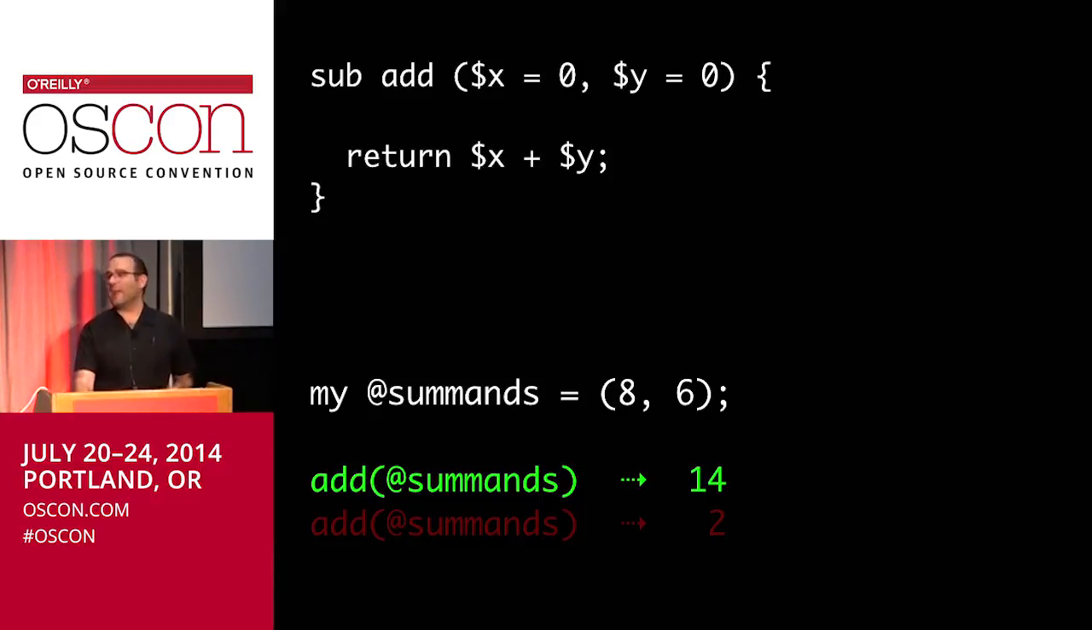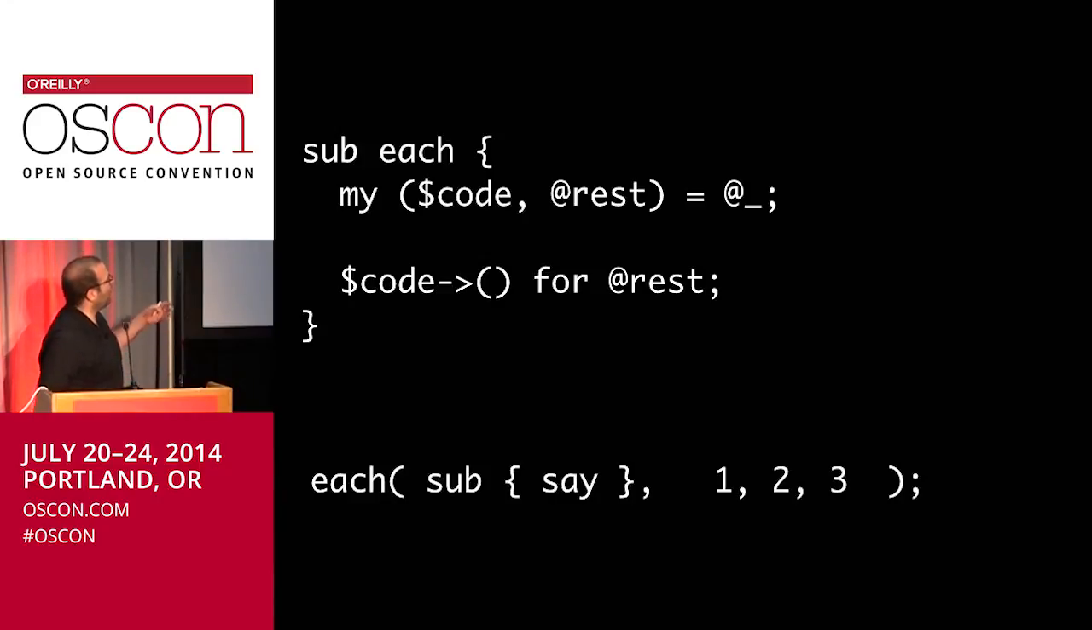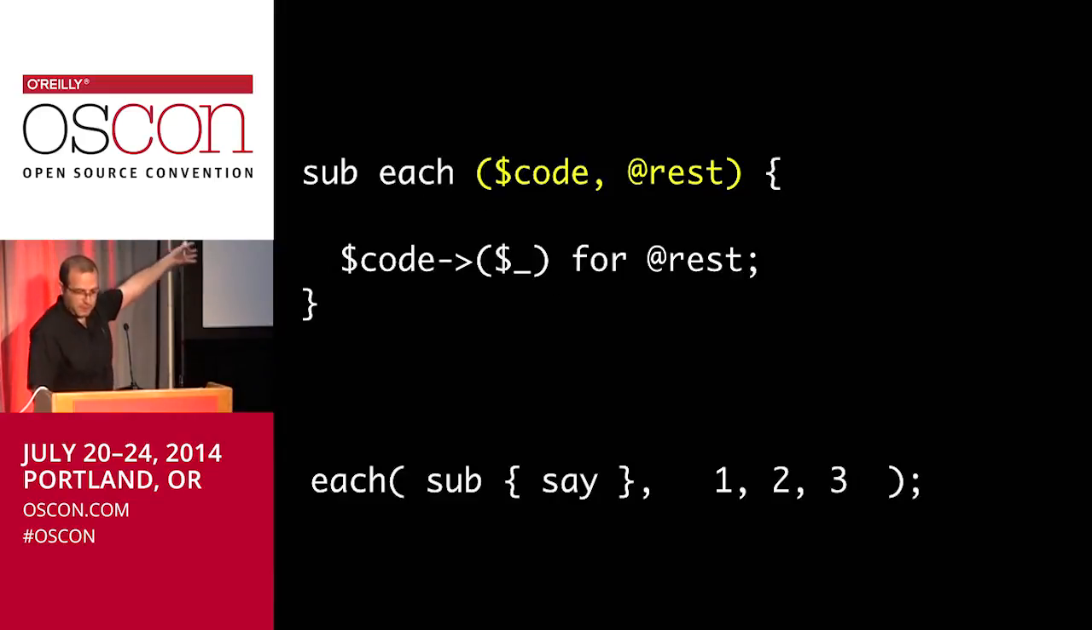If you really want to have a prototype, you can still have one. For example, we've got code like this. This is like a map. We're going to call a code block for all of the inputs. And when we call it, it looks like this. And of course, we can put a signature on that, shift the bits up, and that works just fine. But you might know that if you had a prototype on there, you could write it more nicely.